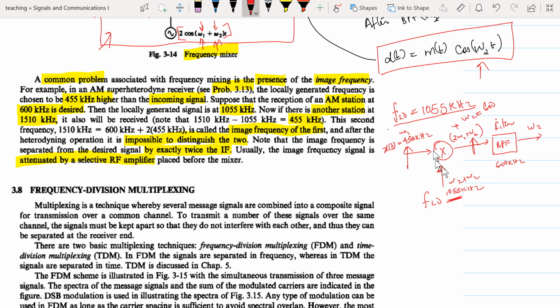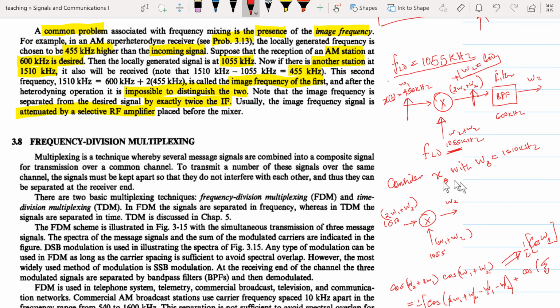And therefore, when you do the multiplication as we have seen above, you're going to have two components: the desired one, and another component that has the mixture of the desired and twice the incoming. This is the one that we filter out at the BPF filter, and therefore we are left with omega 2. Now we are saying another thing.